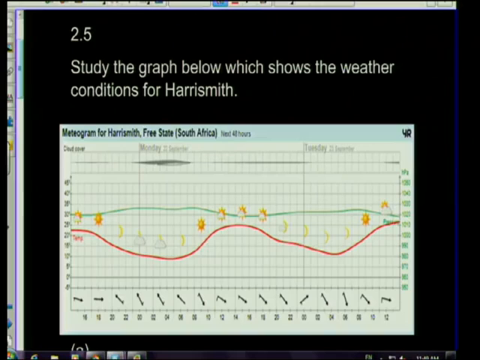The next type of GIS we will use is a graph. Study the graph below, which shows the weather conditions of Harrismith. Believe it or not, guys, this may seem to you like climatology, but it's actually a GIS. It's a geographical information system about what? About a specific town like Harrismith. We are using graphical information, which is helping us better understand the town of Harrismith. Geographical information systems help us in our decision making.